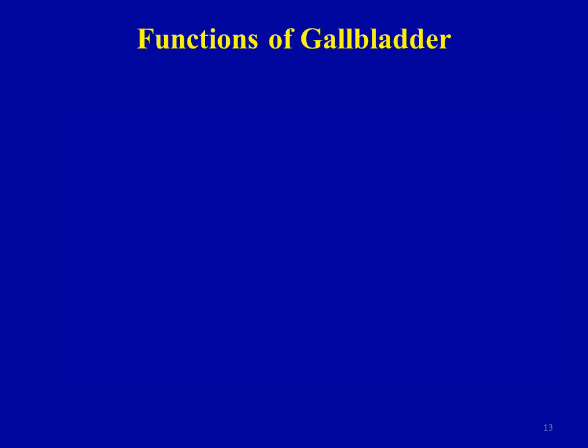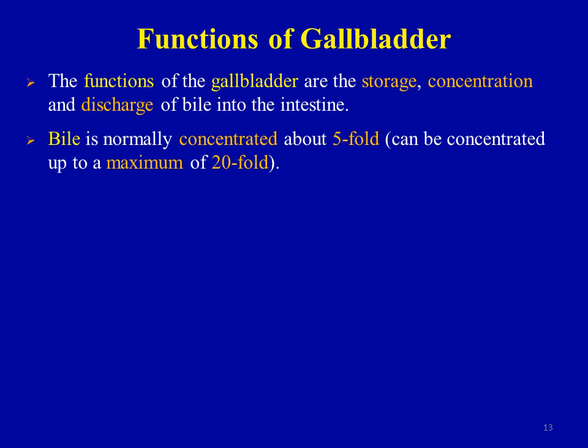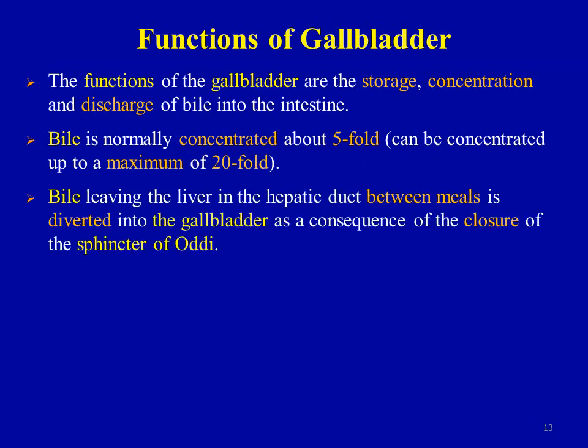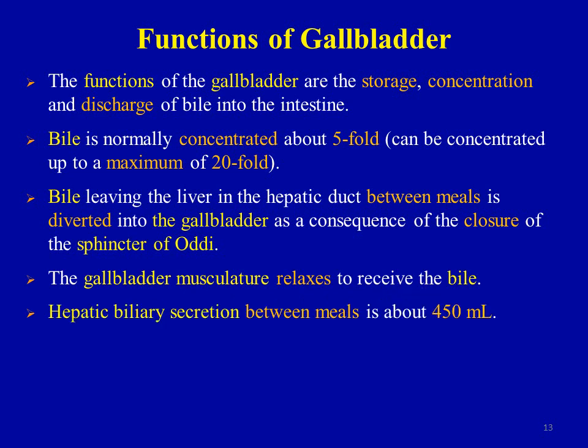The gallbladder has several important functions, and these include the storage, concentration, and discharge of bile into the intestine. Bile is normally concentrated about 5 times and can be concentrated up to a maximum of 20 times. Bile leaving the liver in the hepatic duct between meals, or during the interdigestive state, is diverted into the gallbladder as a consequence of the closure of the sphincter of Oddi. The gallbladder musculature relaxes to receive this amount of bile.